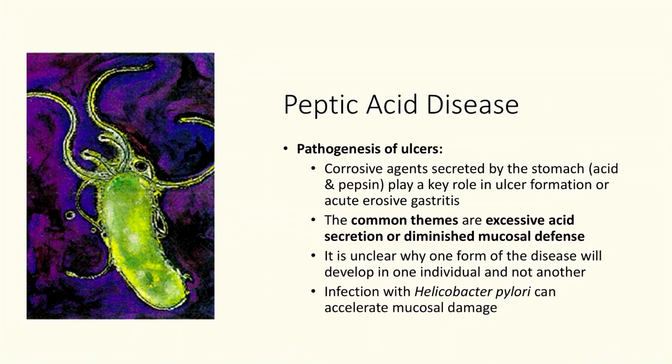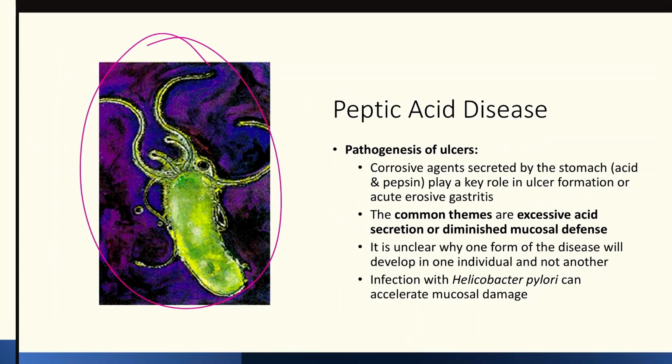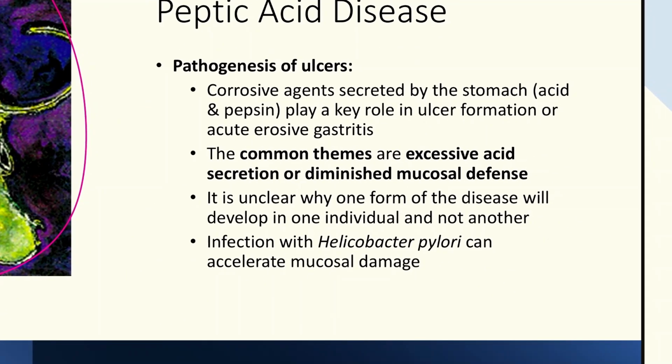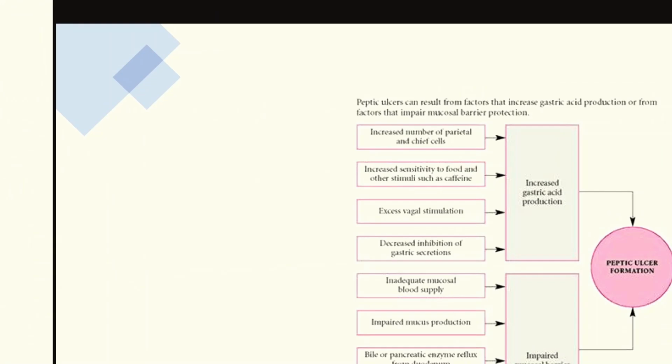Okay, moving on to H. pylori. This is the bug H. pylori. That's what it looks like. So corrosive agents secreted by the stomach play a key role in ulcer formation or acute erosive gastritis. The common themes again, excessive acid secretion or you're decreasing your mucosal defense. It's unclear which one started first, but we know that H. pylori can accelerate mucosal damage.